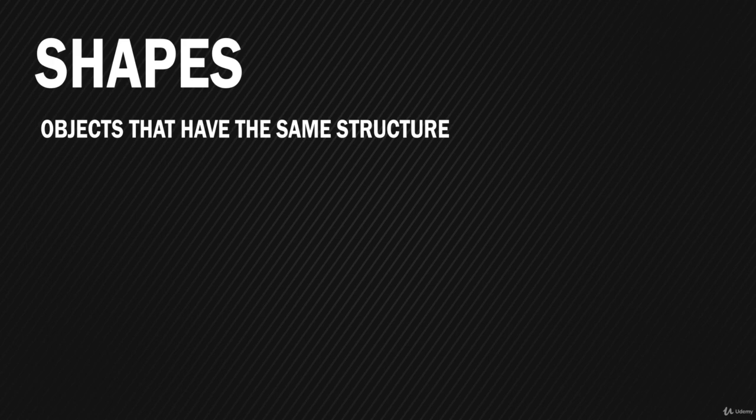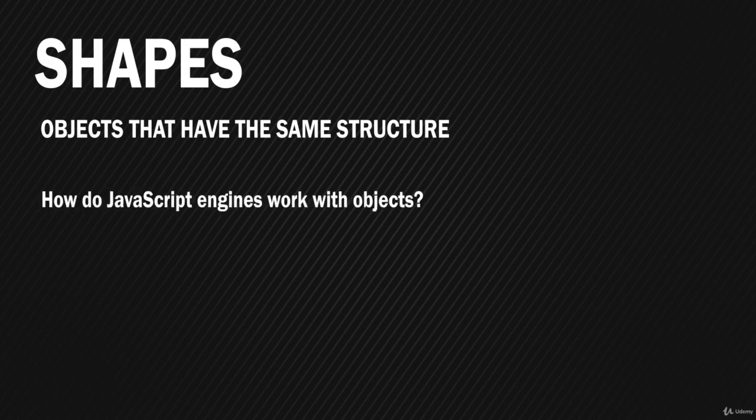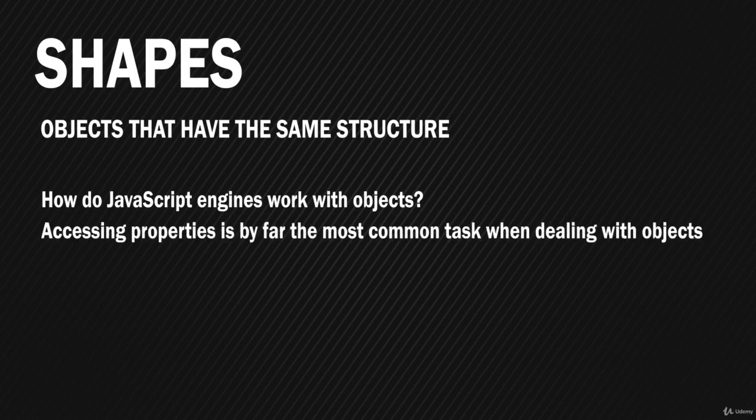But anyway, I digress. We now know how objects are defined in JavaScript. We've been working with them. But in this lecture, I want to dive deeper. I want to discuss how JavaScript engines work with objects. Looking at what we've done so far with objects, you've probably already guessed that accessing properties is by far the most common task. What do I mean?